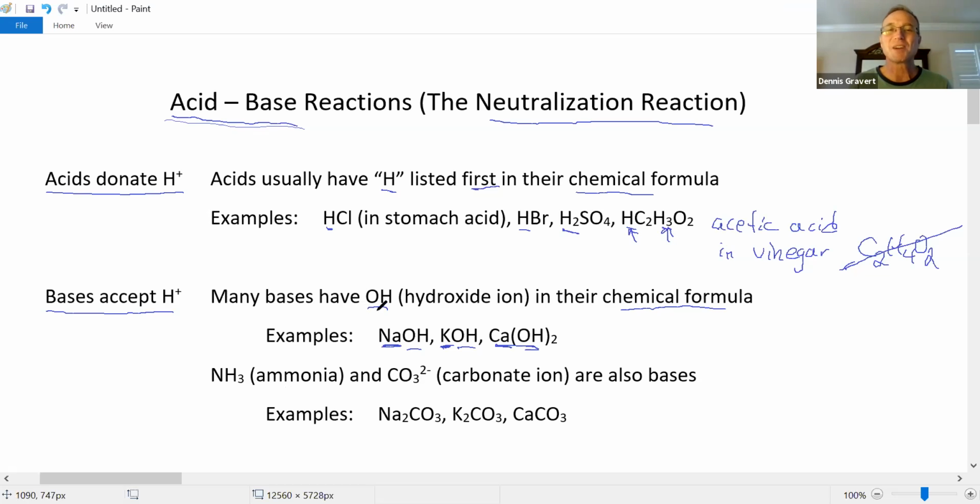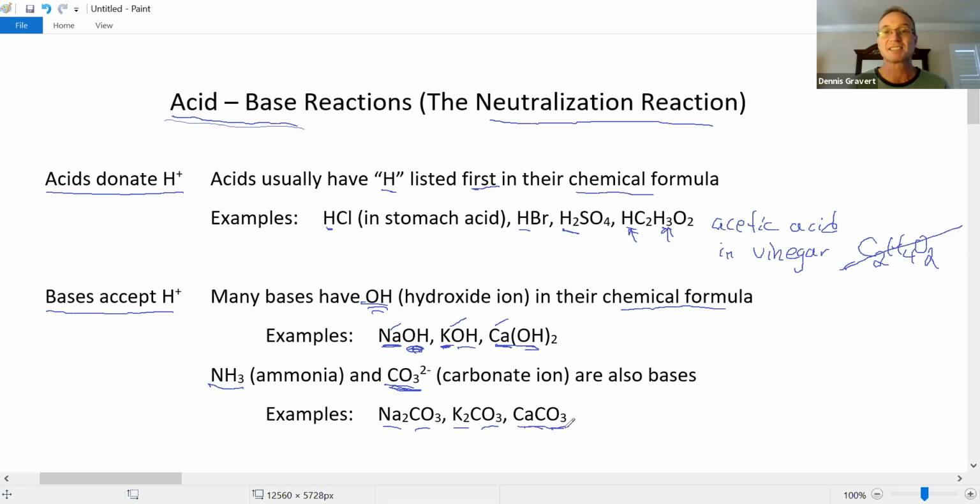Okay, so look for OH in the chemical formula to identify any bases. But ammonia, all by itself, NH3, is also a base, as is the carbonate ion. That's one of our polyatomic ions, CO3 with the 2-. And you might find carbonate in sodium carbonate, potassium carbonate, or even calcium carbonate. Yeah, I just decided to pick the same cations as before. So that's the idea. You can put other cations in front of hydroxide and carbonate and create other bases.